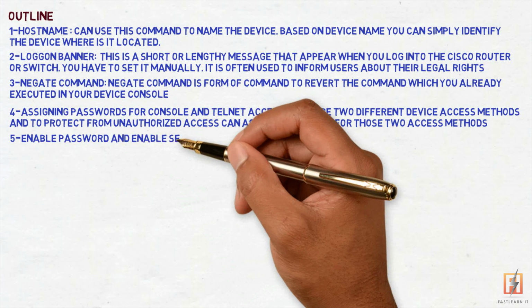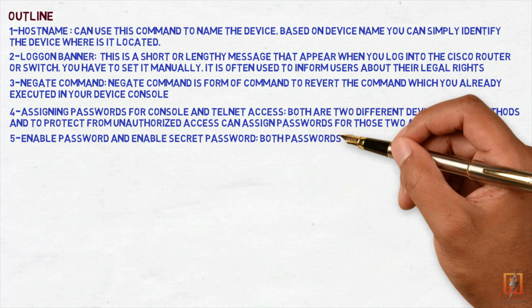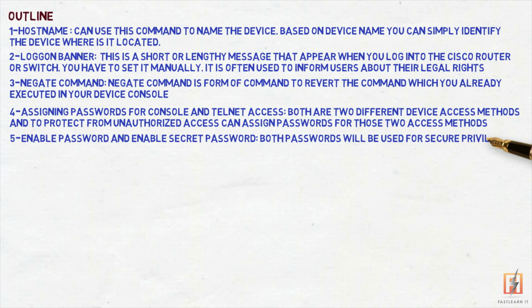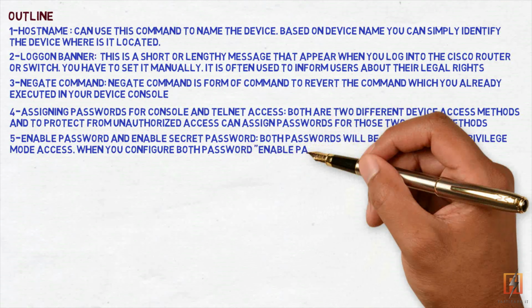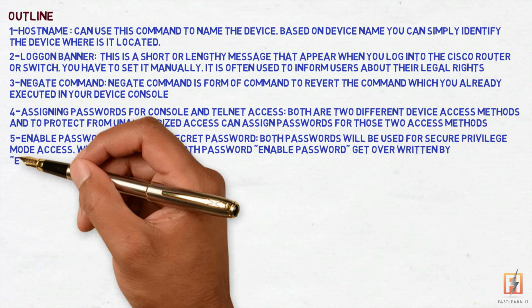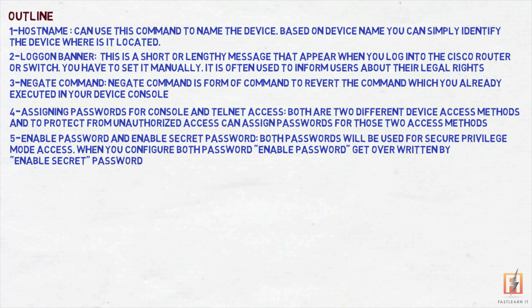Next, enable password and enable secret password. The enable password is used for securing privilege mode. This password will be shown in clear text format. You can verify this by using show running-config. The next one, enable secret password.